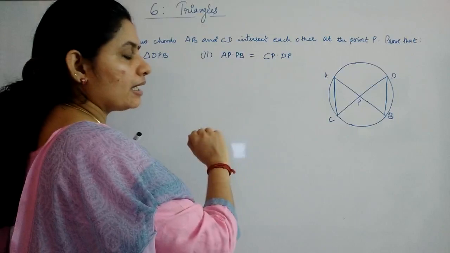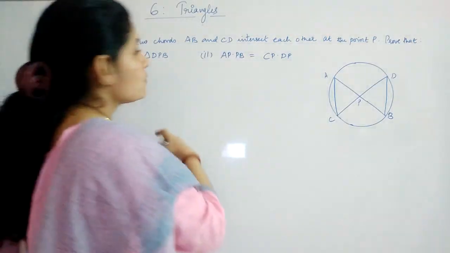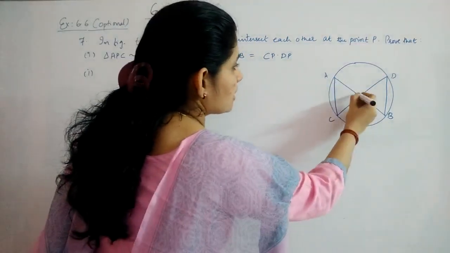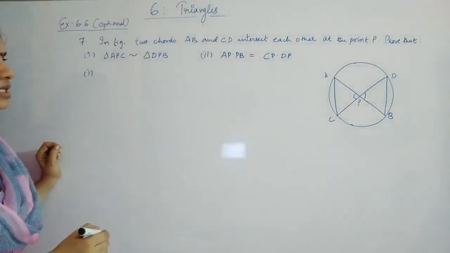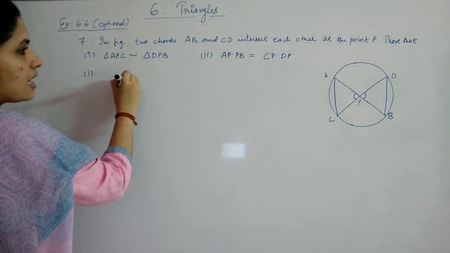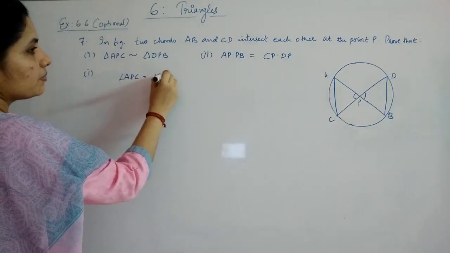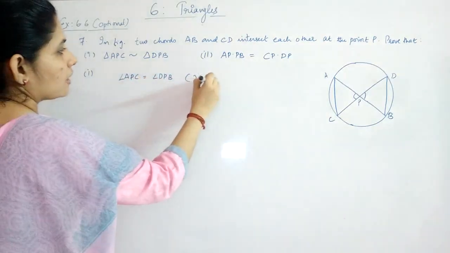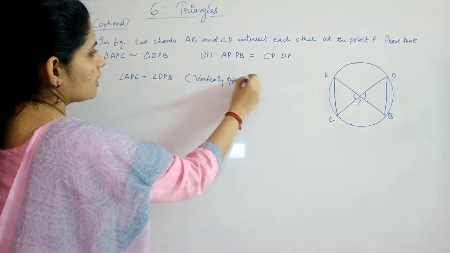So we can apply AA similarity in order to get the similarity between the two triangles. Which are they? First you can see this angle will be equal to this. Why? Because they are vertically opposite angles. So first thing which we are getting for the triangles is angle APC is equal to angle DPB. They are vertically opposite angles, so they are equal.